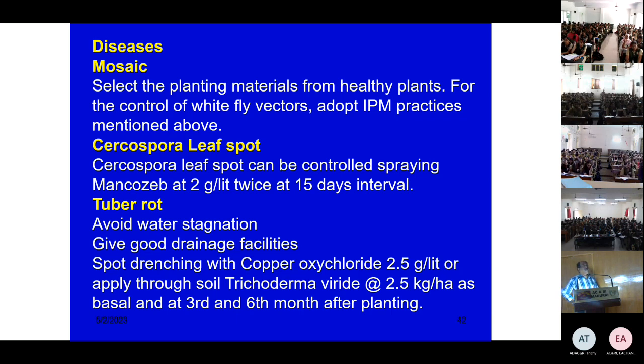Then another one is tuber rot. This can be caused by stagnation of water in the field. So we have to give good drainage facilities, and immediately after symptoms appear, drench with copper oxychloride at the rate of 2.5 gram, or use the biocontrol agent Trichoderma viride at the rate of 2.5 kg per hectare as basal, as well as in the third and 6th month after planting.